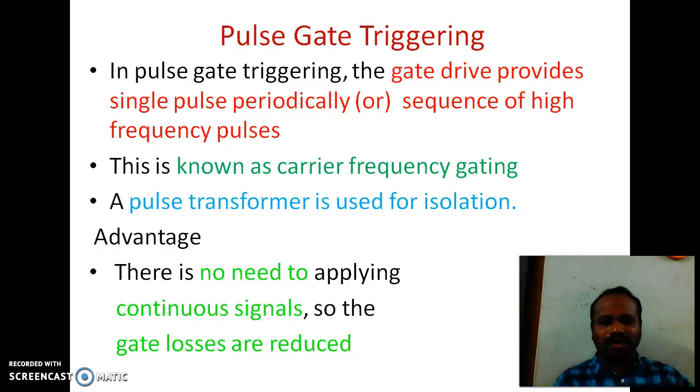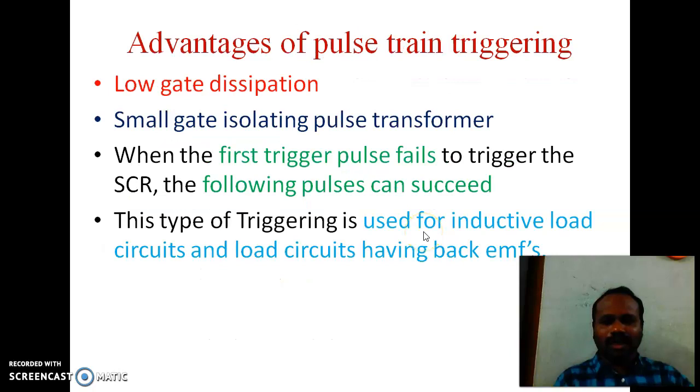In pulse gate triggering, the gate drive provides a single pulse periodically or a sequence of high frequency pulses. This is known as carrier frequency gating. A pulse transformer is used for isolation. Advantages: no need of applying continuous gate signal, so the gate losses are reduced. Advantages are low gate dissipation and a small gate isolating pulse transformer. If the first trigger pulse fails, then following pulses can be used for the firing. It is used for inductive and also back EMF loads.